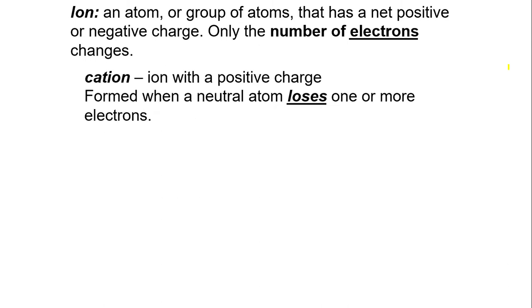So an ion with a positive charge is called a cation. It is not formed by gaining positive charges, in other words, by gaining protons, because that would change the identity of the element. A cation is formed when a neutral atom loses one or more electrons. In other words, it becomes positive by losing negative charges.